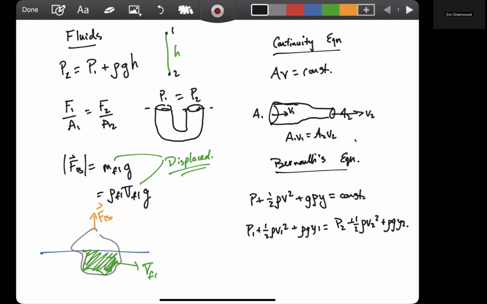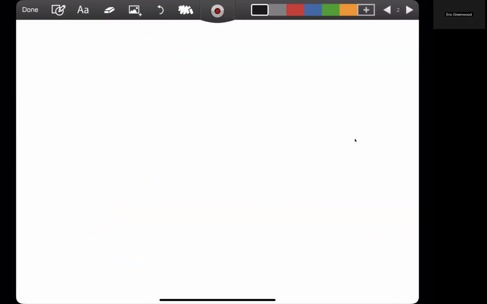Other than that, you do have the definition of density and pressure. Don't forget, pressure is the same thing as the force per unit area, as you can see from here as well. And then density, as you know, is equal to the mass per unit volume. So that's it when it comes to fluids.